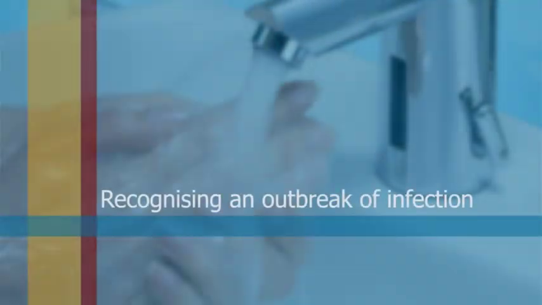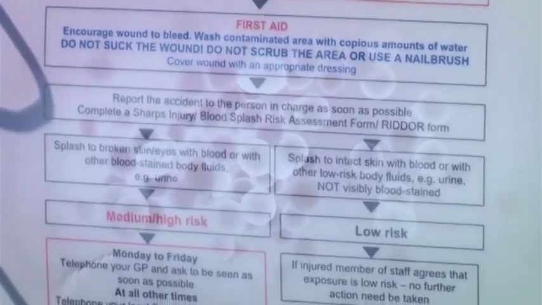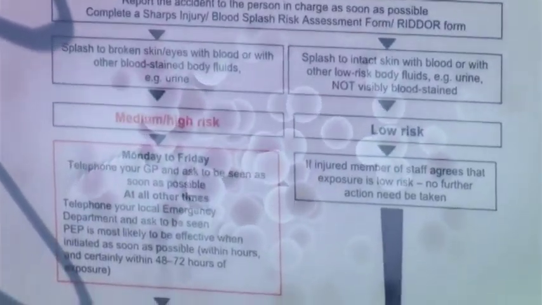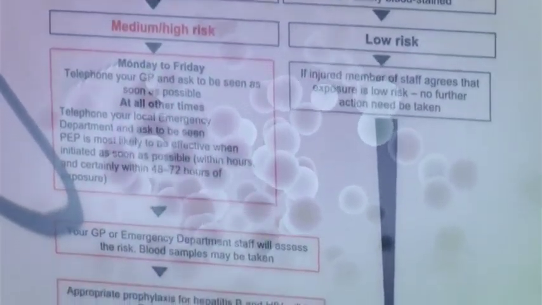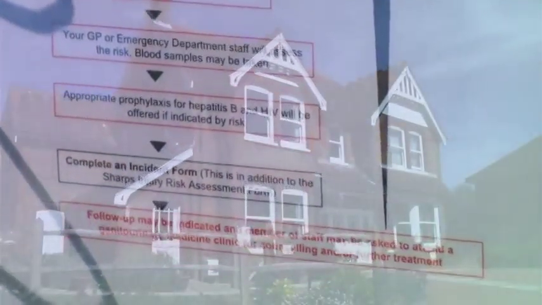Recognizing an outbreak of infection. You need to be aware of the signs of infection, especially in elderly people, and know how to report this immediately in order to prevent further spread. Some of the signs could be fever, diarrhea, vomiting or confusion.